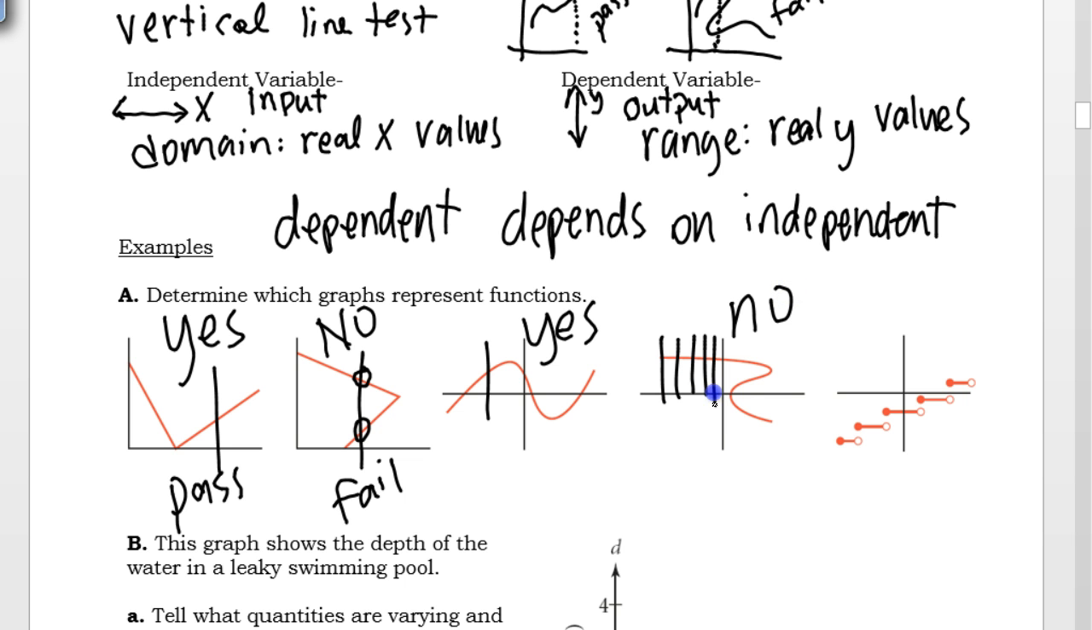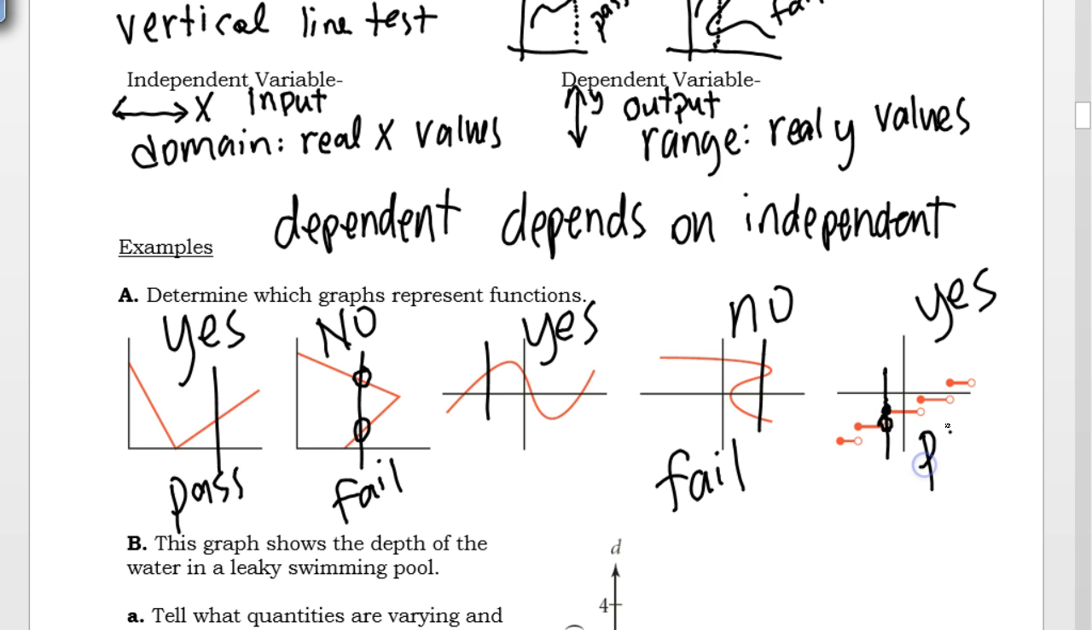That passes, but as soon as I get over here, those all fail the test. Any single line that hits the graph more than once causes the test to fail. My last one's kind of a trick. Yes, that is a function. If I draw a vertical line right here, since I have a closed circle and an open circle, it's hitting the graph right here, but it's not hitting the graph right here. So that passes the test. That's a function.